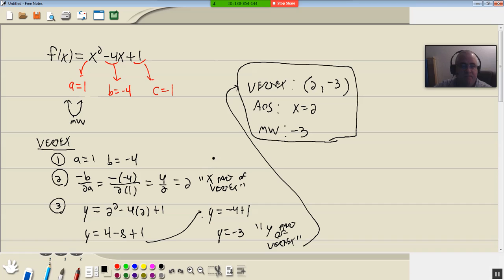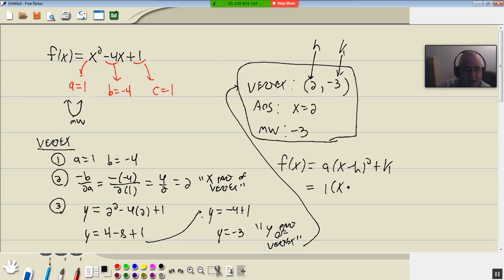this one we just did, we came up with the vertex of this. Remembering that this is h and this is k, we could very easily write this in our x minus h squared plus k. We write that in our vertex form. Now a we said was 1. X minus h was just 2 squared. And then plus k, so plus a negative 3. So this would equal x minus 2 squared minus 3. This would be our vertex form.